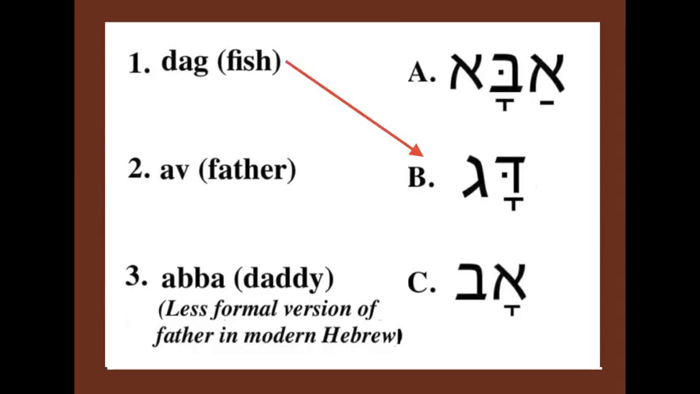Number one goes with letter B. Let's look at the word. Da, a, g, dag, fish.